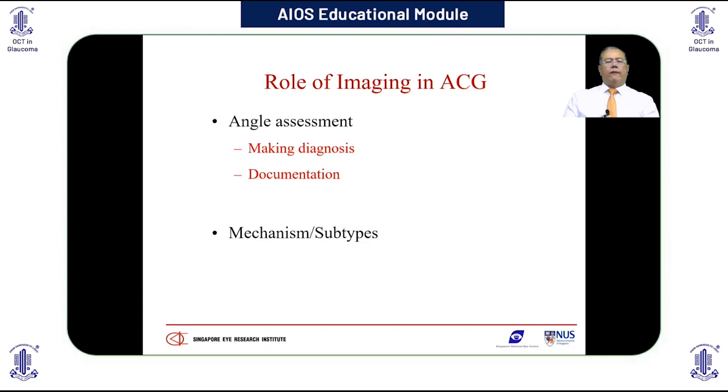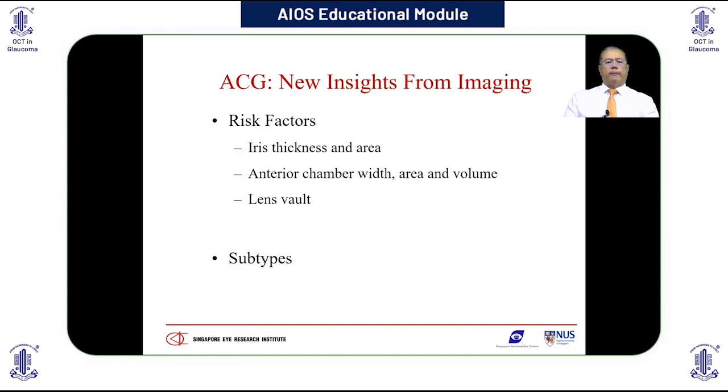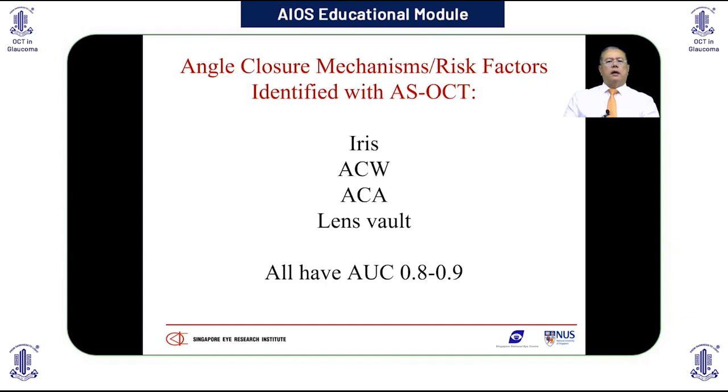So in summary today, I've given you an overview of the role of angle closure imaging to make the diagnosis and for documenting the angle structures. Finally, I'd like to mention a few words about how imaging can also produce new insights into angle closure pathogenesis. For example, using imaging, we've identified risk factors such as iris thickness, anterior chamber width, area and volume, and lens vault. If you combine these with imaging methods, you're able to detect angle closure with an AUC of 0.8 to 0.9.